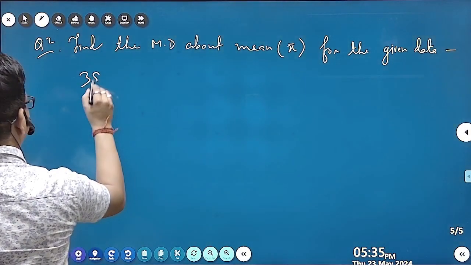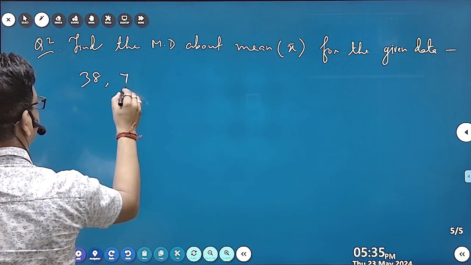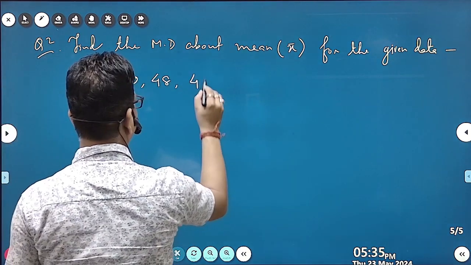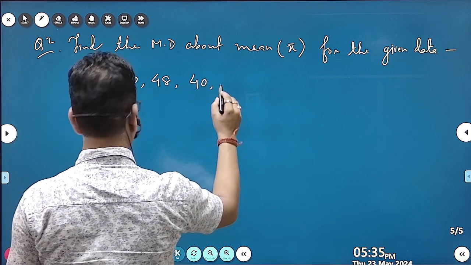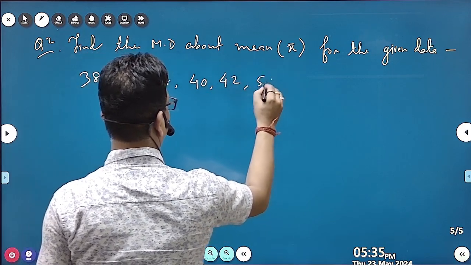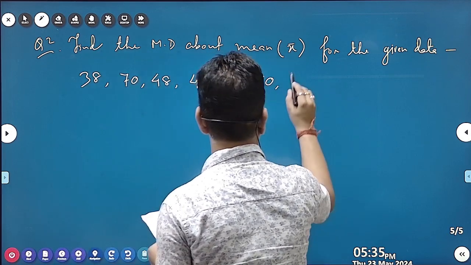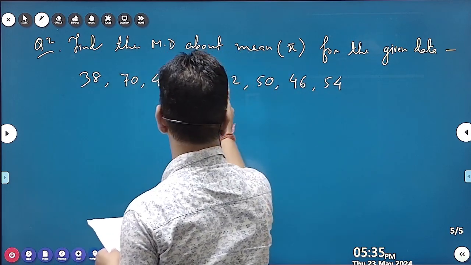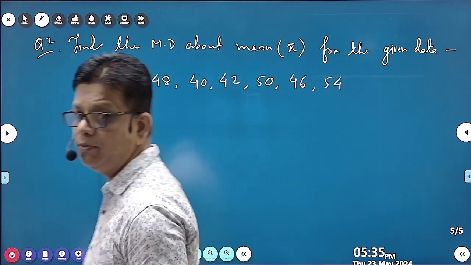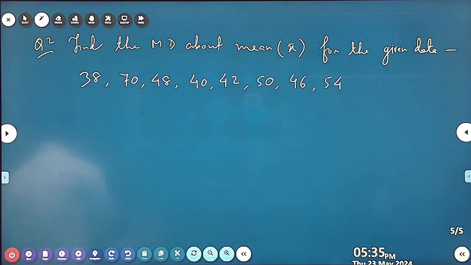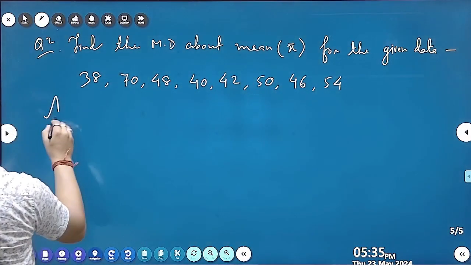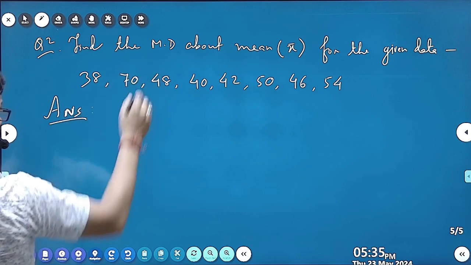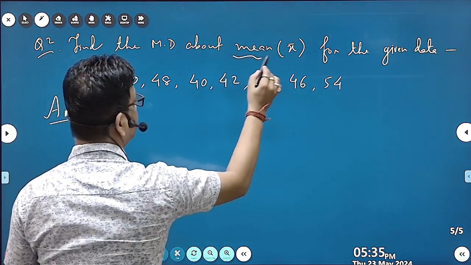Suppose the data is like 38, 70, 48, 40, 42, 50, 46, 54. 1, 2, 3, 4, 5, 6, 7, 8. Okay. Do you have to arrange in ascending order here? Yes or no? Why no? It's mean only.